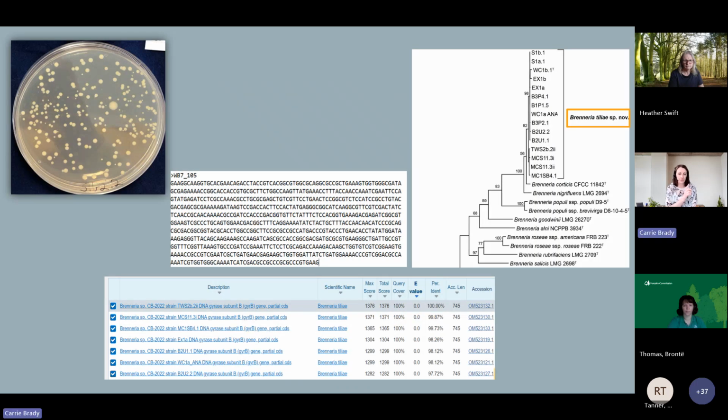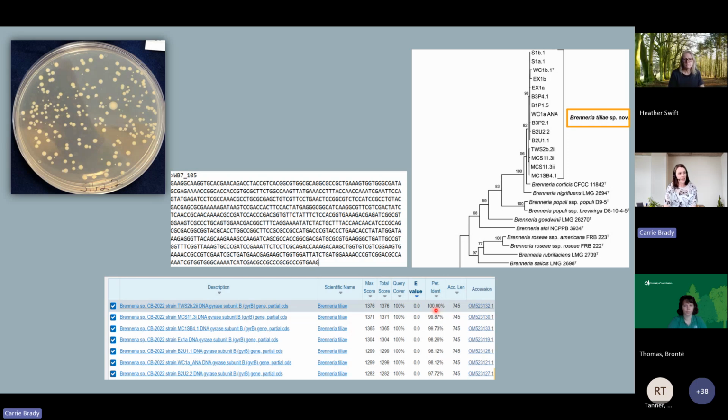So this is just seeing that process again. This is a plate of mixed bacterial colonies. You can see the different morphologies there. We'd get a short sequence back. This is maybe 700 base pairs, and it would be compared to a database, and we would get something like this coming up, which says here, Brunaria species. And these are actually ones that we submitted, and this is Brunaria tiliae.